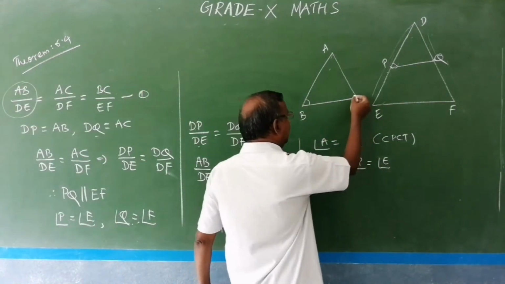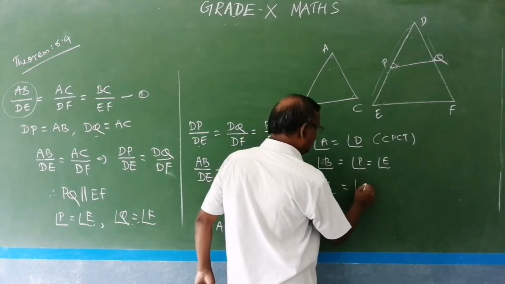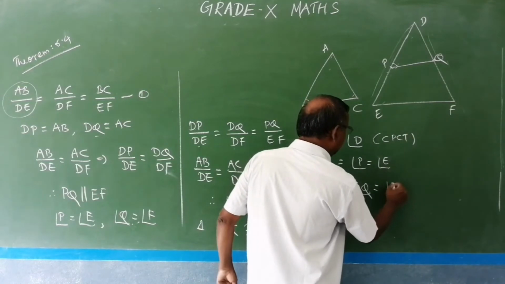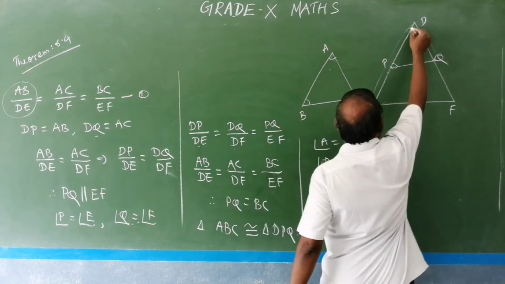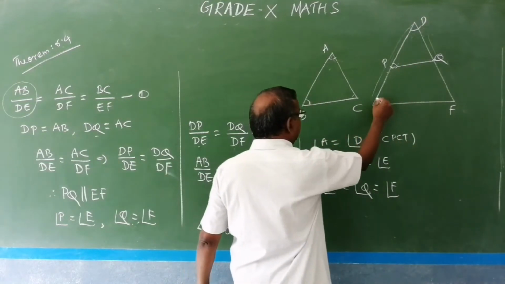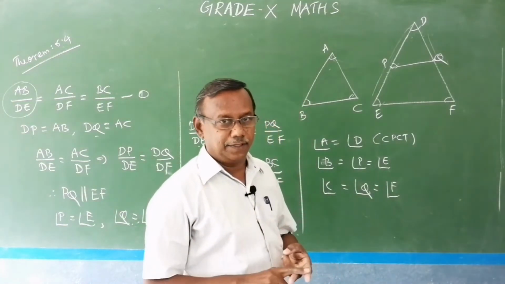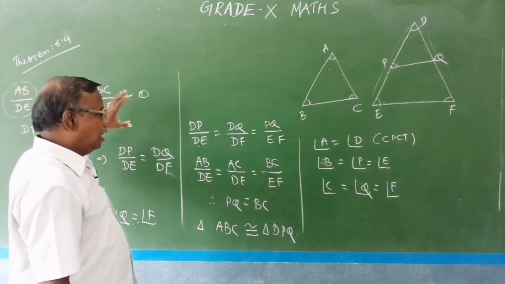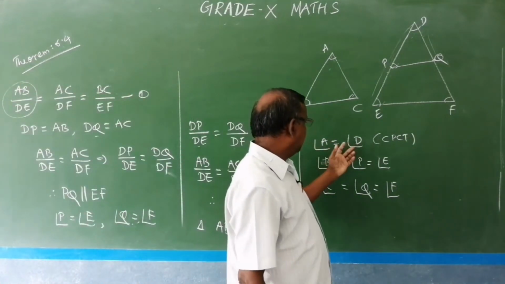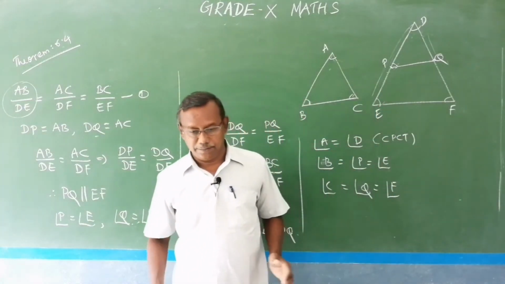And similarly angle C equals angle Q, but angle Q equals angle F, we have proved. So angle A equals angle D, angle B equals angle E, angle C equals angle F. The two conditions of similarity of triangles are satisfied. Here the sides are in the same ratio, and we have proved their corresponding angles are equal. Therefore these two triangles are similar to each other.